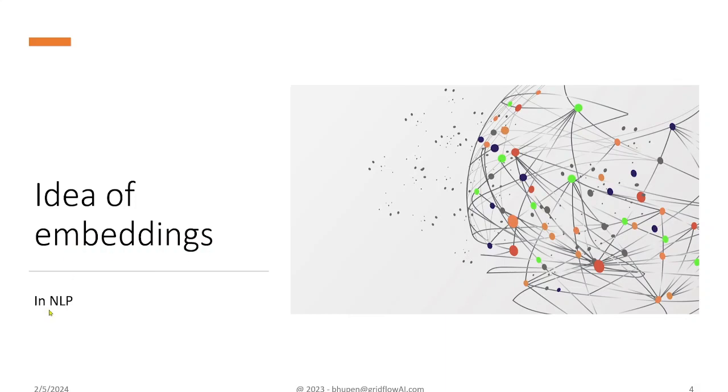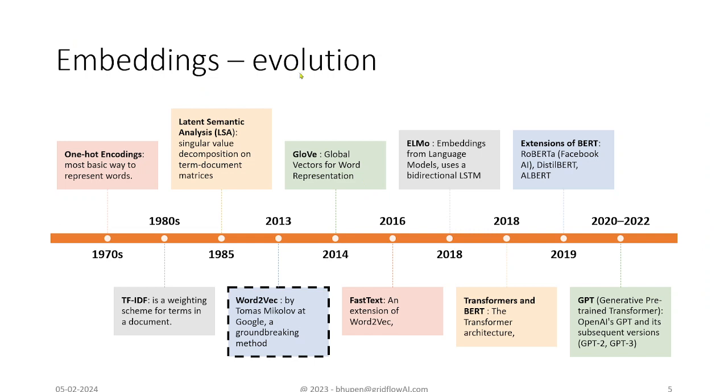So the idea of embedding in natural language processing, let's take some examples here. First we'll look at the evolution of embedding. It started way back in the 1970s with the introduction of one-hot encoding. This is still used in many natural language processing applications. TF-IDF, we talked about this in our vectorization series. Latent semantic analysis, which is also based on TF-IDF and count vectorizer, was introduced in 1985.